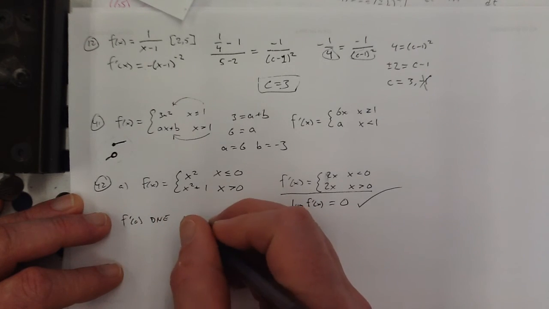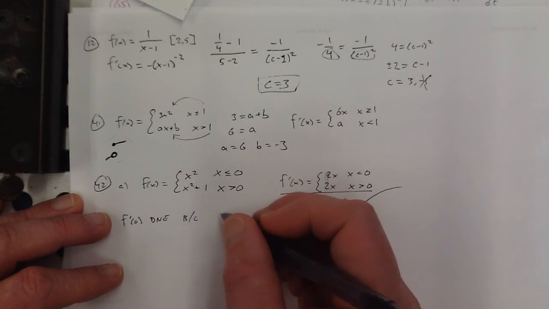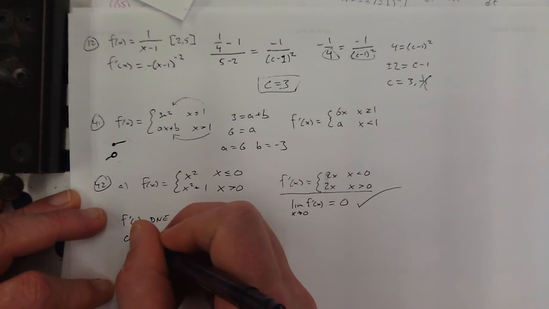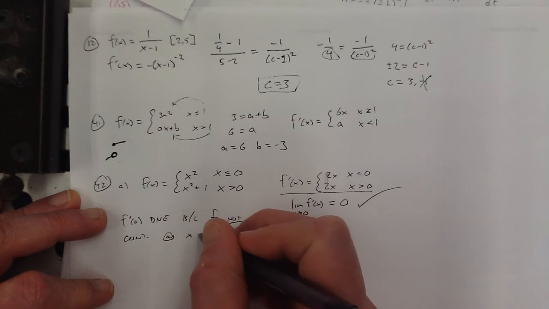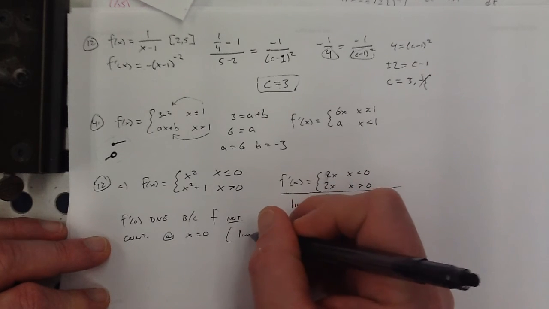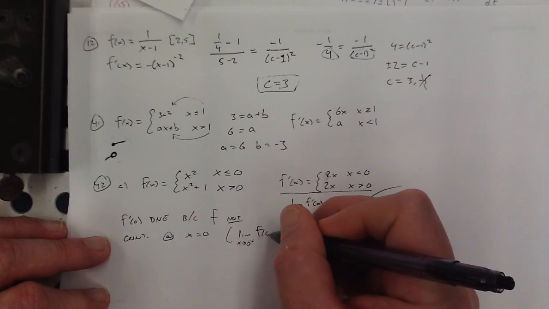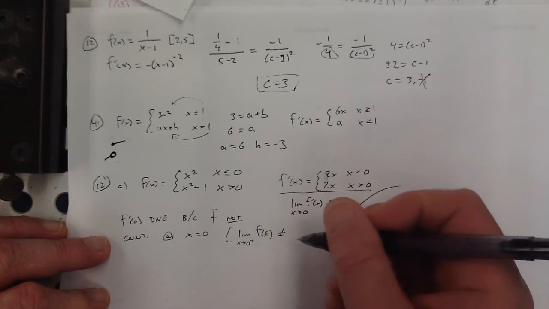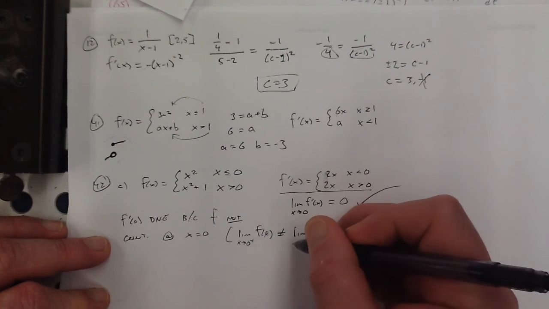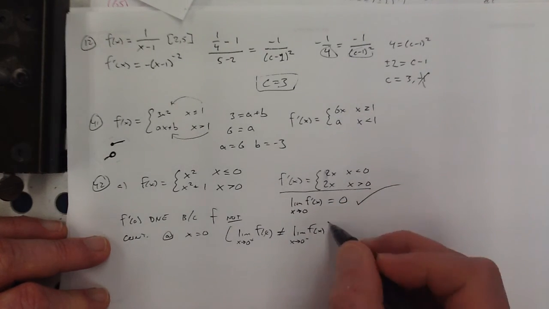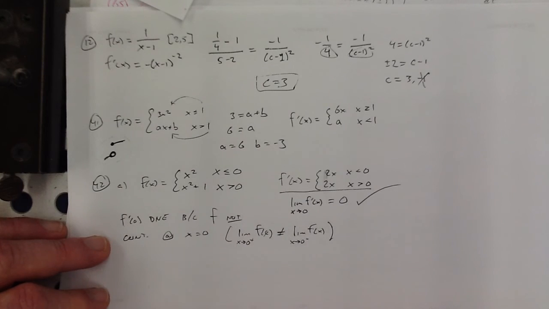but also that f prime of 0 does not exist because f is not continuous at x equals 0. Why is it not continuous? Because the limit as x approaches 0 from the positive side of f of x, not of f prime, just of the actual function itself, is not equal to the limit as x approaches 0 from the other side of f of x. Right? On this side it's 0, on this side it's 1.